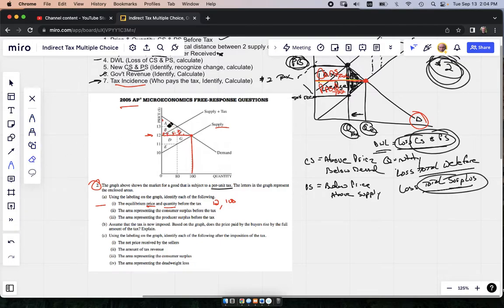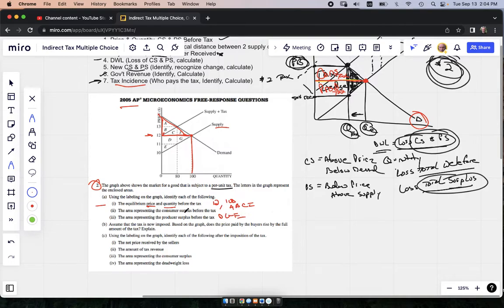That's what happens when you start drawing all over things. A, B, C, F. All right, so that's the consumer surplus. We know that, right? That's that triangle right there. ABCF is what they're looking for. The area representing the producer surplus, well, that's everything below the price but above the supply, so it's just DGE.